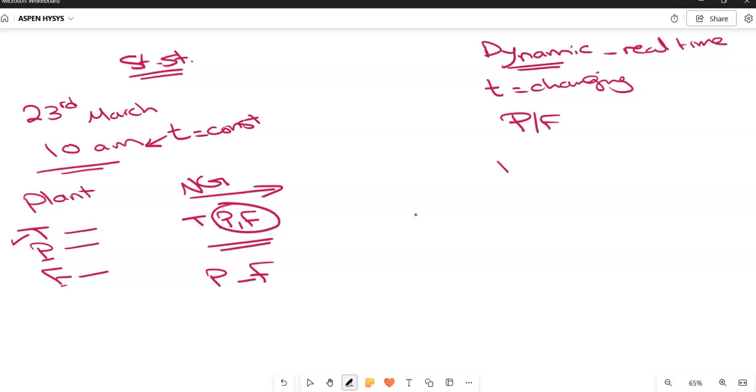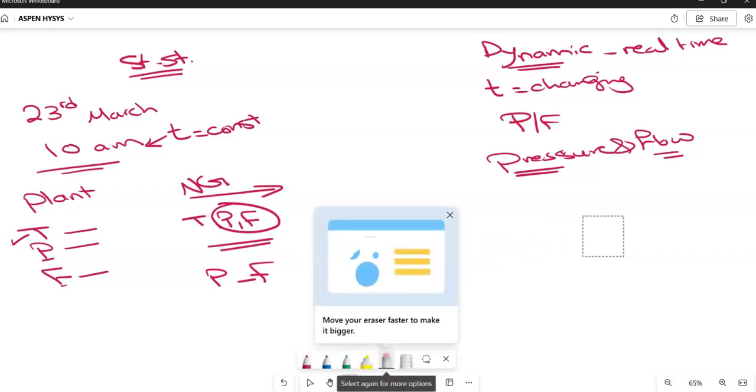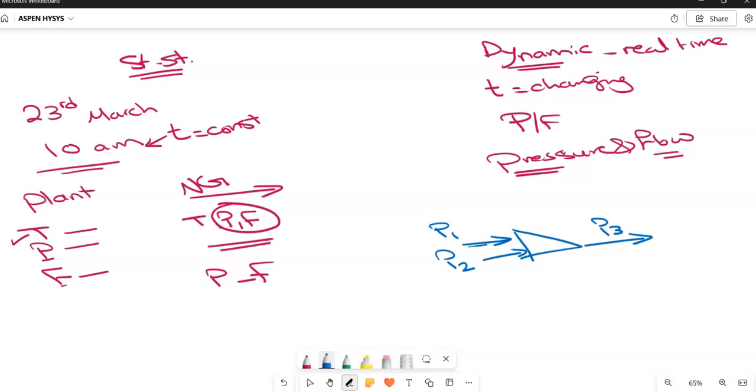This relation between the pressure and the flow means that if you have a pressure difference, it will affect the flow. If I have a separator or a mixer like this, in our example we're talking about a mixer, so let me draw a mixer here. Okay, I have a mixer with two inlets and one outlet. Here I have pressure 1, pressure 2, and the third pressure. Okay, the flow in the third one.